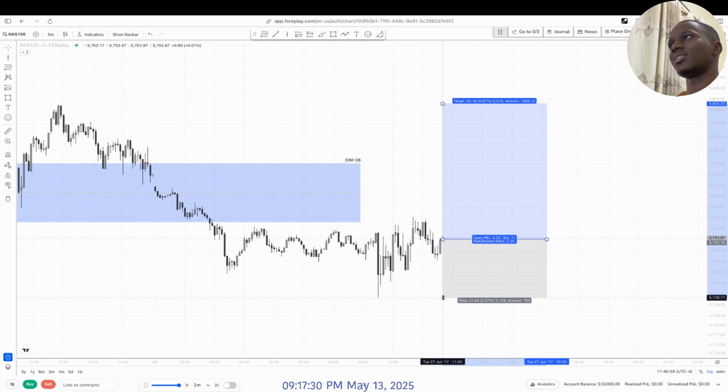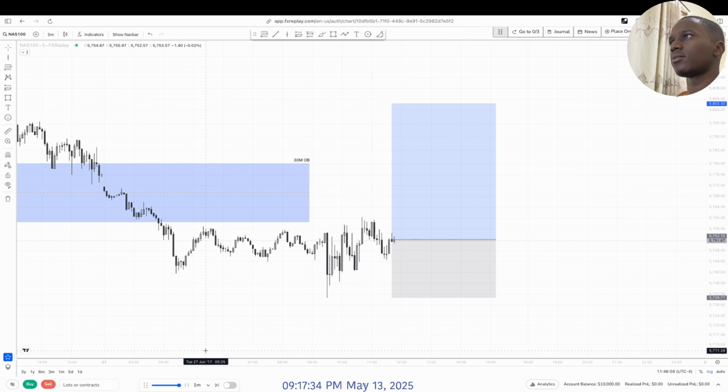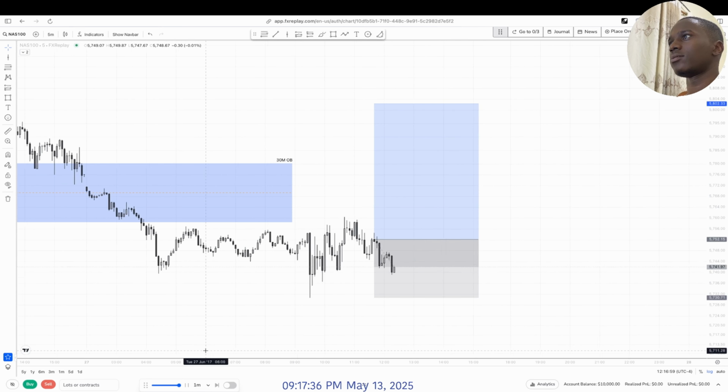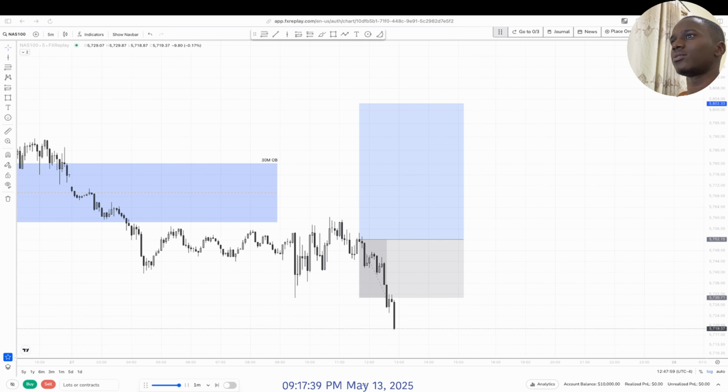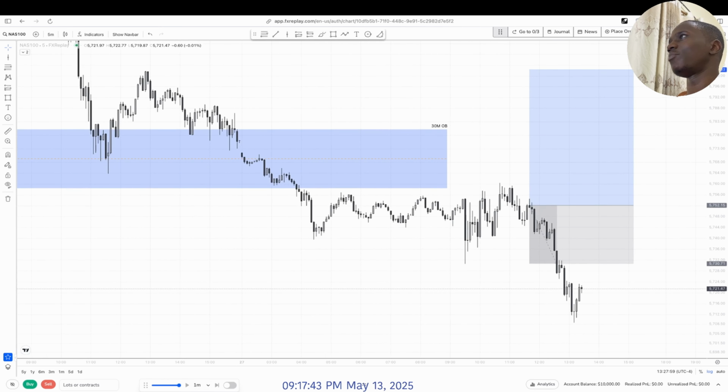I don't know why I'm hesitant about this one, but let's risk it. Straight to stop loss, as we were anticipating. NBD, save the image, and we go back to the 30-minute.